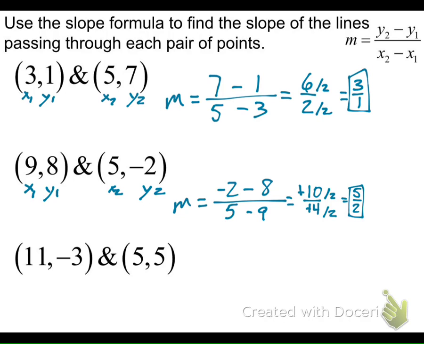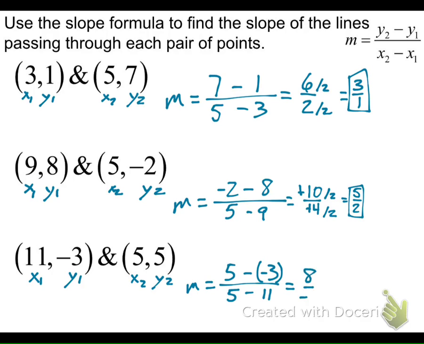And the last one. x1, y1, x2, y2. Mike, can you do this last one for me? What numbers go on top? 5 and negative 3. And then on bottom? 5 minus 11. And equals 8 over negative 6. Simplify that. It's going to be 4 over negative 3.